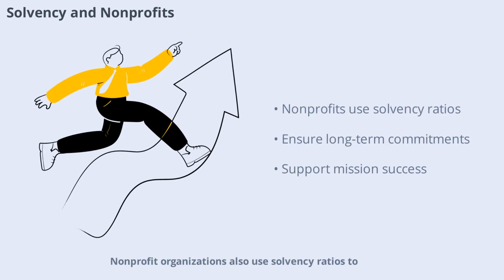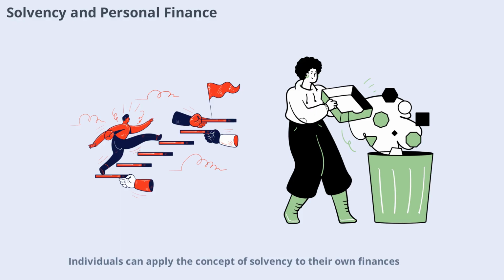Nonprofit organizations also use solvency ratios to ensure they can meet their long-term commitments. While the focus may differ from for-profit businesses, maintaining financial health is just as important for achieving their missions and serving their communities. Individuals can apply the concept of solvency to their own finances. By tracking personal debt and assets, you can calculate your own solvency ratios and make informed decisions about borrowing, investing, and saving for the future.